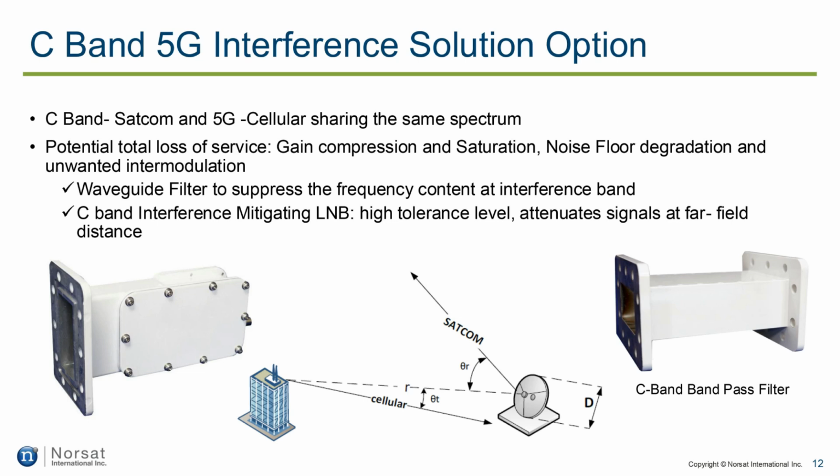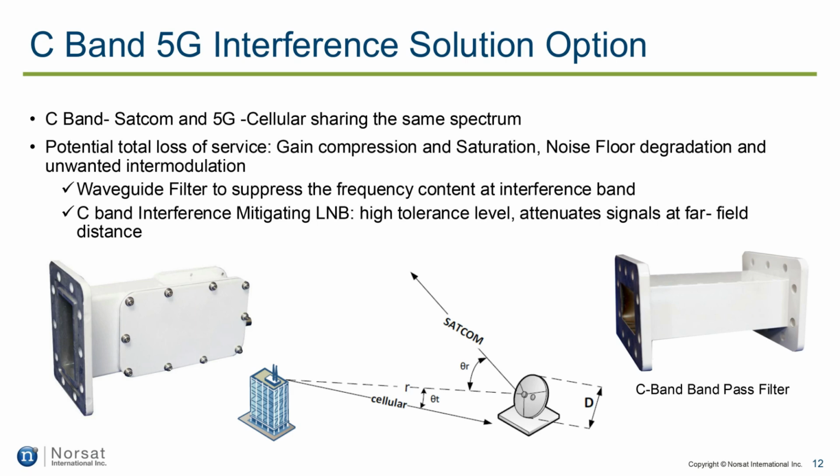This specialized LNB, low noise block, has a high tolerance level for interference. It is designed to attenuate signals at far-field distances, effectively reducing the impact of 5G cellular signals on the satellite communication system. This ensures that the satellite receiver can operate efficiently, even in environments with high levels of interference.